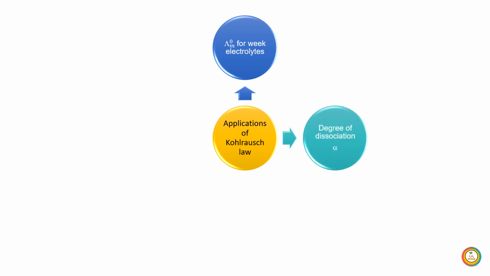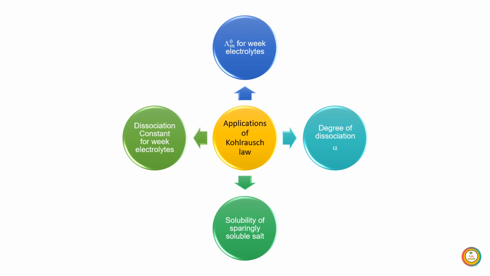Next are the degree of dissociation alpha, the solubility of sparingly soluble salts, and the dissociation constant for a weak electrolyte. One by one we will see the applications of Kohlrausch law. Let's start. The first is the λm naught for weak electrolytes.